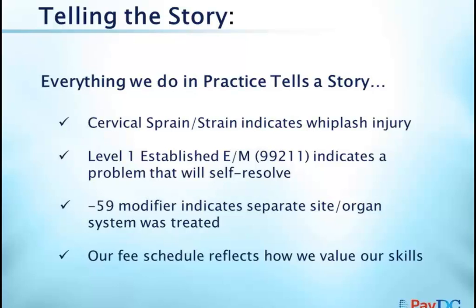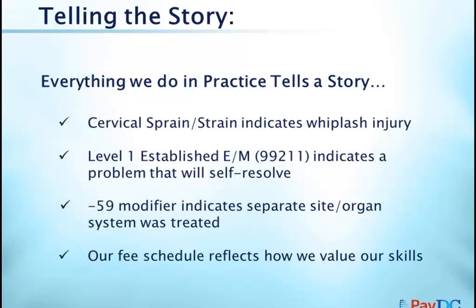When we bill for our initial evaluations or our subsequent evaluations, the level we use indicates the severity of that patient's condition. If we're billing a level 1 evaluation and management code, we're actually indicating that the problem is likely to self-resolve, and yet if we go on to treat the patient for multiple visits after that, we might be telling a mixed story. So the codes we use tell a story.